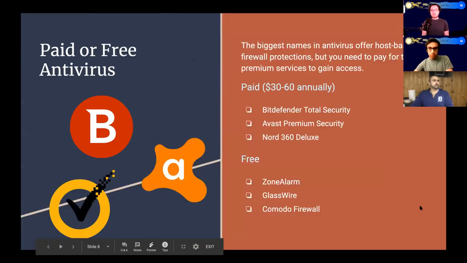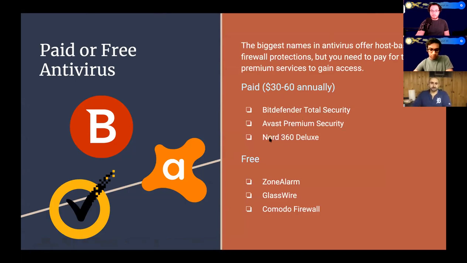And so for those of you that want to know of options for antiviruses that include a firewall, I just made a quick list that I found on the internet. Most of these big name ones like Bitdefender, Avast, and Norton all have their free antivirus, but if you want their firewall, you have to pay for it, and all of these are about 30 to $60 annually if someone is willing to pay for that. And then down here, I've given some free firewall/antivirus options.